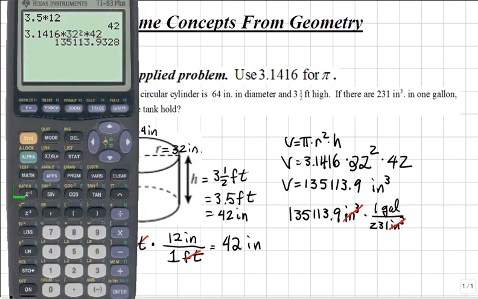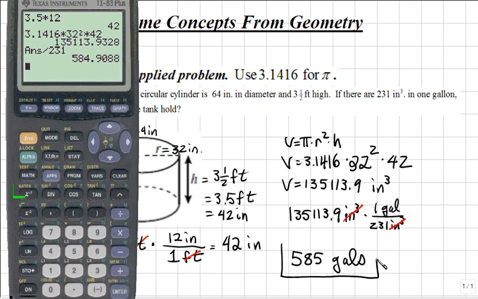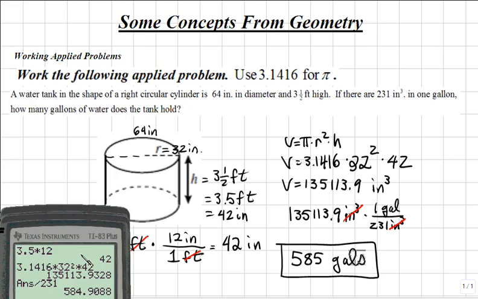So taking our number and dividing this by 231, we get 584.9088. So this will hold, to the nearest gallon, 585 gallons. So this cylinder will contain 585 gallons of water. That's our final answer.